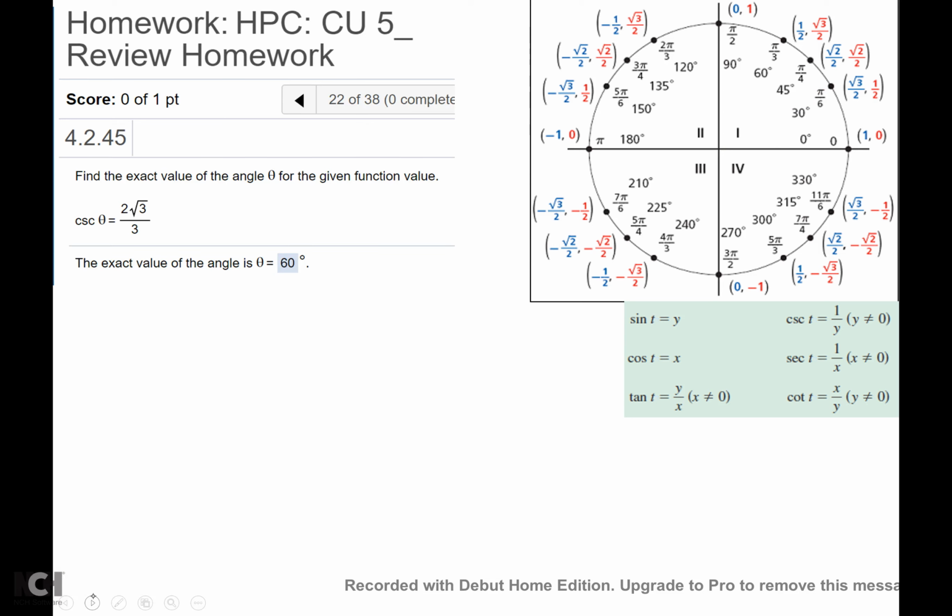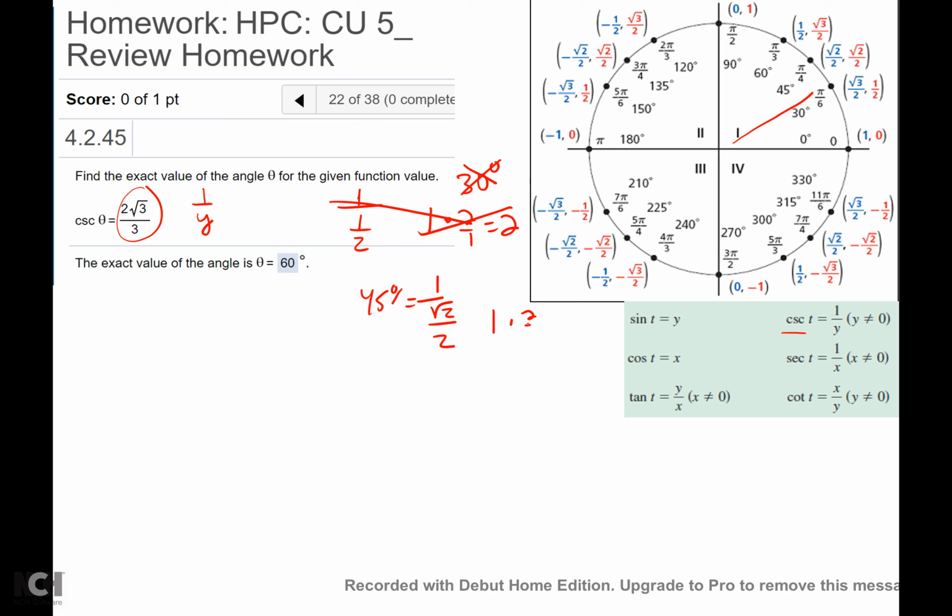Okay, this one, find the exact value. For cosecant, it's 1 over y. So I'm looking for 1 over y that gives me this value. If I try 30 again, I would have 1 over 1 half, keep, change, flip, which gives me 2. That didn't work, so not 30 degrees. If I try 45 degrees and do 1 divided by y, keep, change, flip, that gives me 2 over the square root of 2, rationalize, 2 square roots of 2 over 2. That's not what they got, so it's not 45.